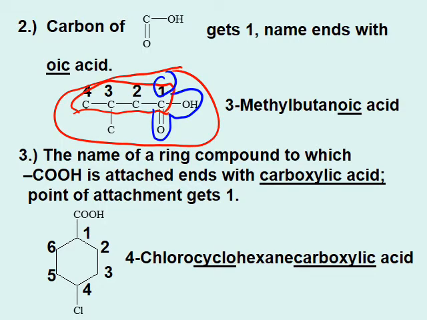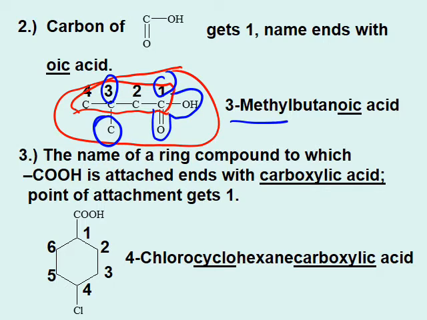So 2, 3, 4, and at the third location you have a methyl group. So this is the methyl group. So that's why I say 3-methyl, and we have 4 carbon. 4 carbon is butane, and this would be butanoic acid because the functional group is not an alkane. It's a carboxylic group. So it's a butanoic acid, OIC at the end.